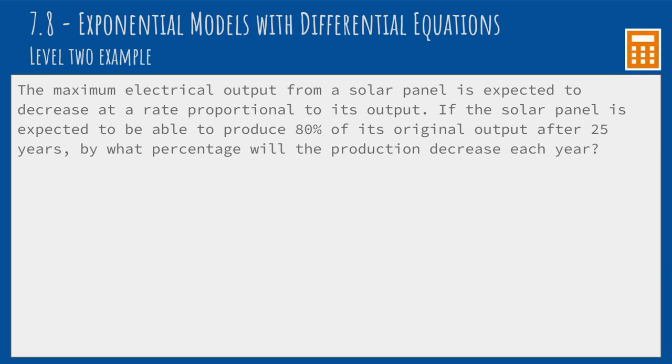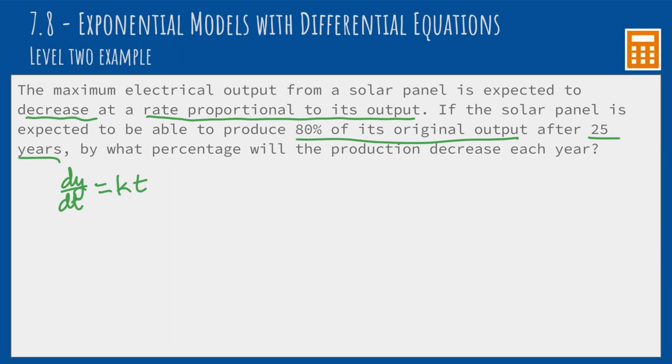So the problem here says that after 25 years, we're expecting 80% of its original output. And we know that it's expected to decrease at a rate that's proportional to its output. So that means that we're looking at this differential equation right here. Okay, so this part right here, decrease at a rate proportional to its output, gives us this differential equation with a solution of.